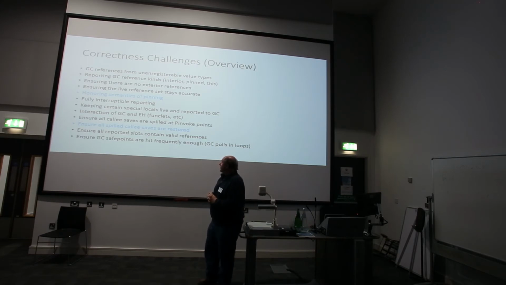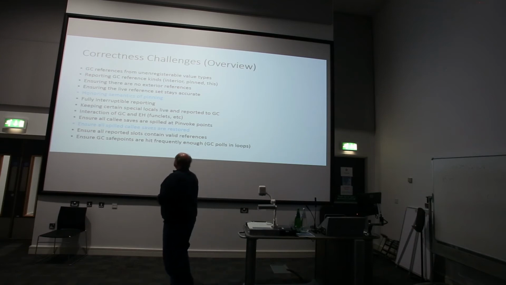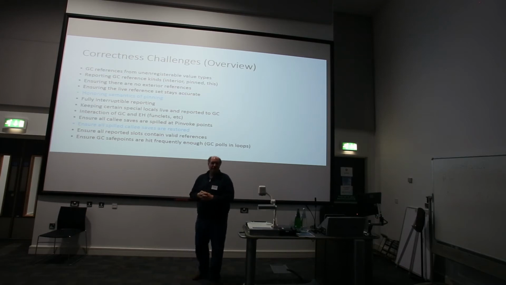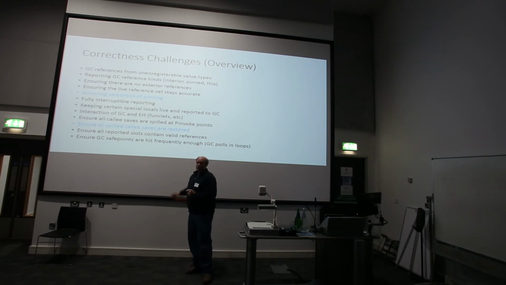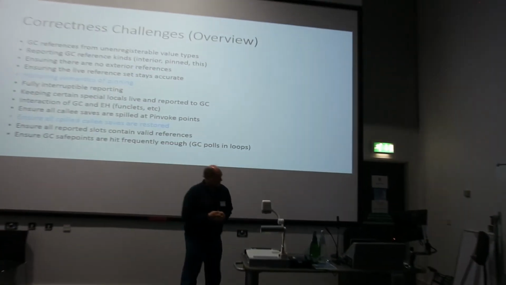Fully interruptible reporting, so reporting GC state at every single instruction. Some things where now we can have GC state points inside of exception handling code. So how do we model that and get the semantics of that right? Making sure that callee saves don't contain GC references. Making sure that if a callee save is filled, it actually gets restored. I'll show you an example of this. Something that I screwed up once, so I would like to remind people about it. So this is all the stuff that we have to do in order to be correct.